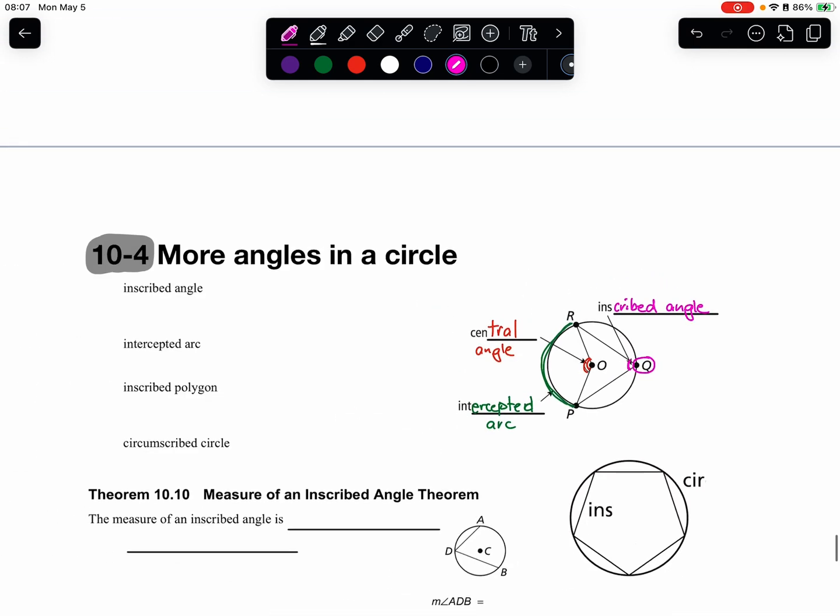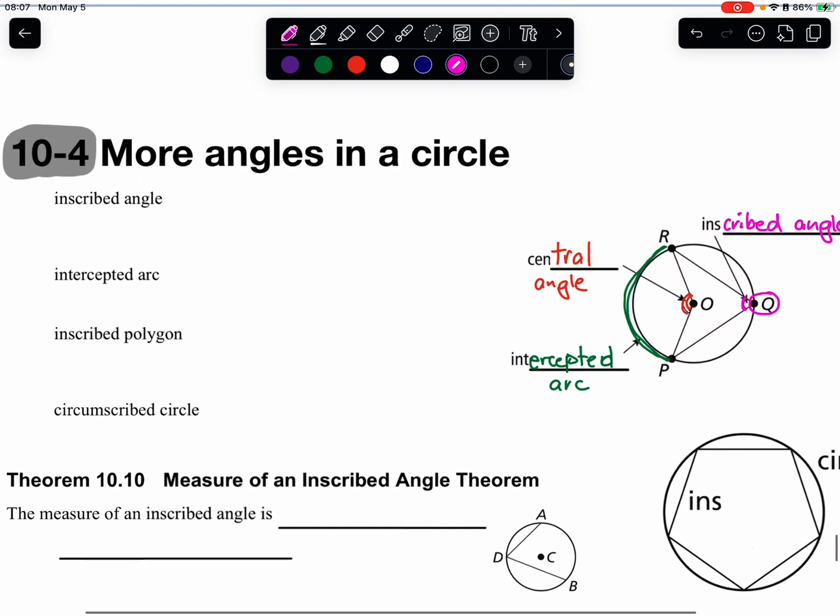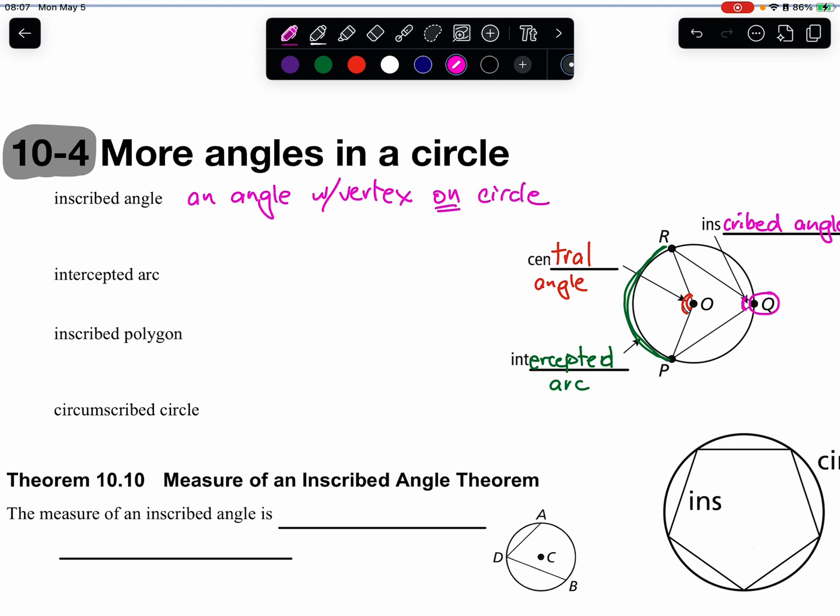All right, so let's add some words here. An inscribed angle, an angle with a vertex on the circle. And when we say on the circle, we mean the edge of the circle. That's what the definition of a circle is. The center is the center, but the edge is the circle.